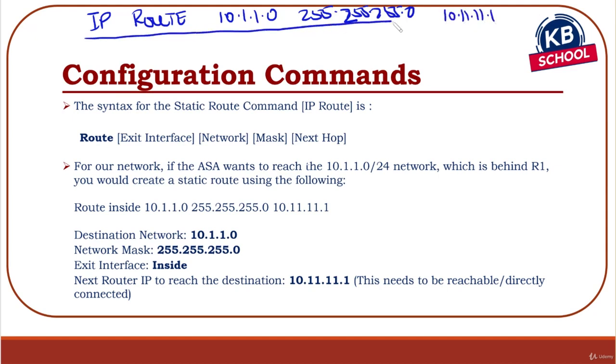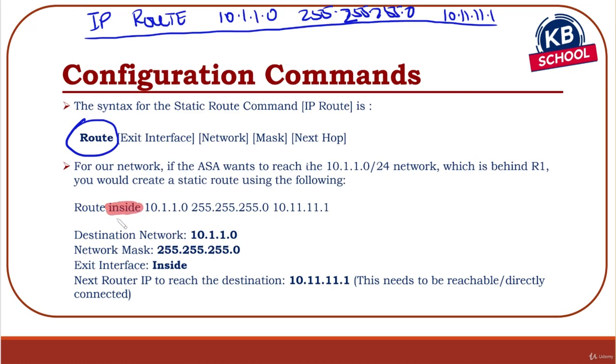Now the same command on an ASA firewall is a little different. First of all, it starts with the route command followed by the exit interface, the interface that I'm going to use to go towards this particular network. So in this case, I would specify the name of the interface. Again, as I've been telling you all along, further commands that you configure after you have configured the name of the interface will point to the name of the interface.